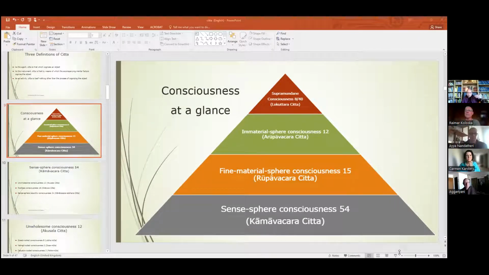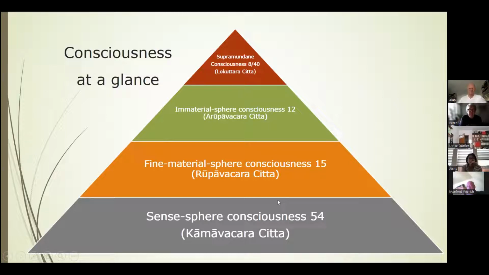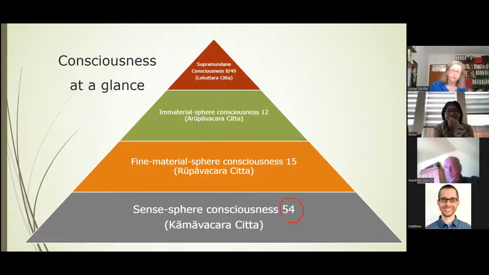Let me start from here. Last week, last time, we finished the overview of consciousness at a glance. If we summarize the Cetas, the consciousness chapters, you will see these numbers, these kinds of consciousness: sense-sphere consciousness altogether 54, Kamavacara Ceta. Now we have already talked about these Pali words as well.